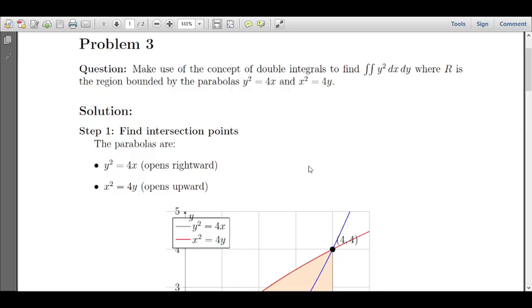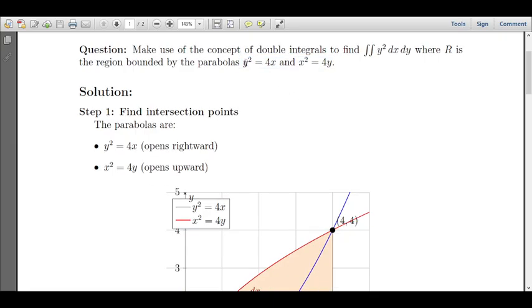And this is double integral over general region, problem series, problem number 3. Make use of the concept of double integrals to find double integral y square dx dy, where R is the region bounded by the parabolas y square equal to 4x, x square equal to 4y. And remember that these two are parabolas.